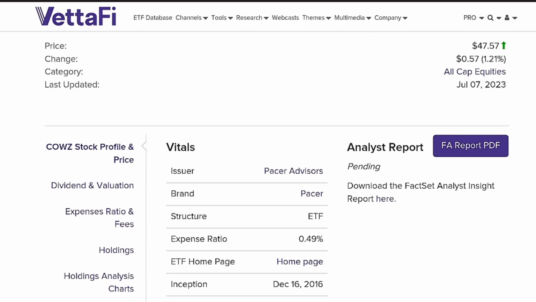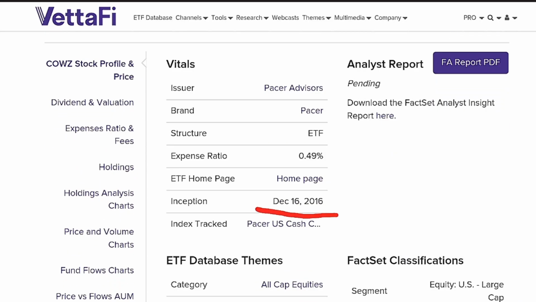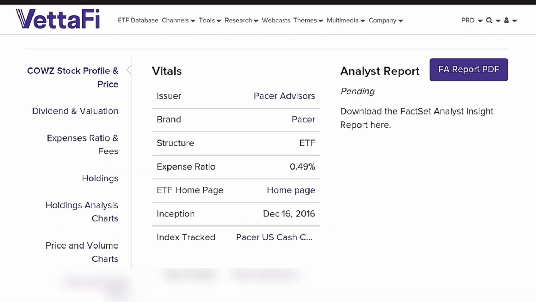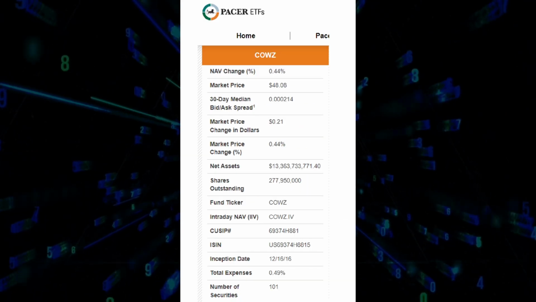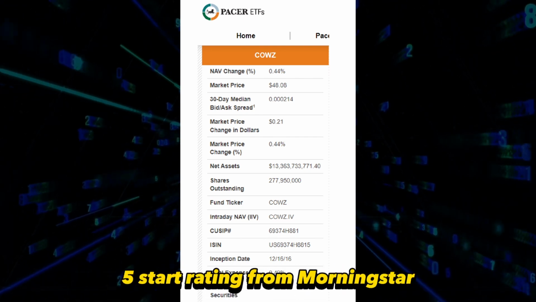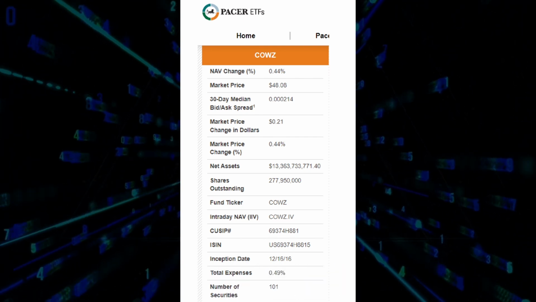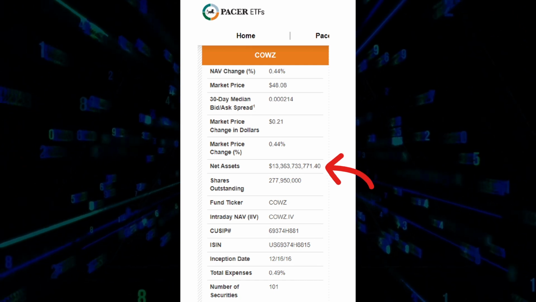The ETF was established on December 16, 2016, so it's relatively new but has a solid track record for investors to follow. It has a 5-star rating from Morningstar. Currently, it manages over $13 billion in assets, which is quite impressive.